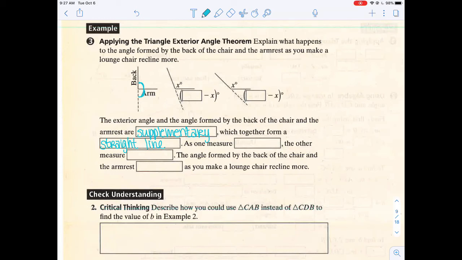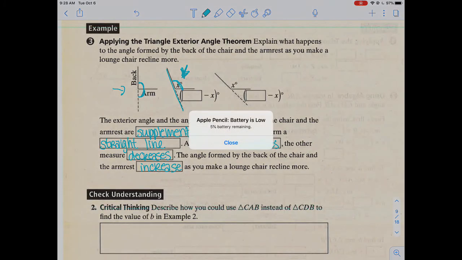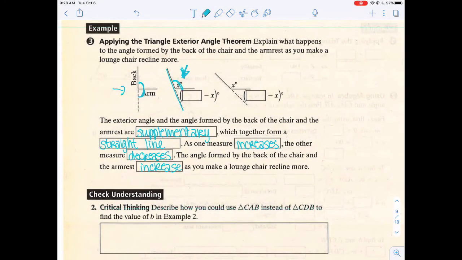As one measure increases, so like here, they're lounging the chair, they're making this angle get bigger. As one measure increases, so here they were equal, now this one's bigger, so the other measure has to decrease. The angle formed by the back of the chair and the armrest increases. So this angle at the top here that we were looking at, as that one increases, we make the lounge chair recline more.